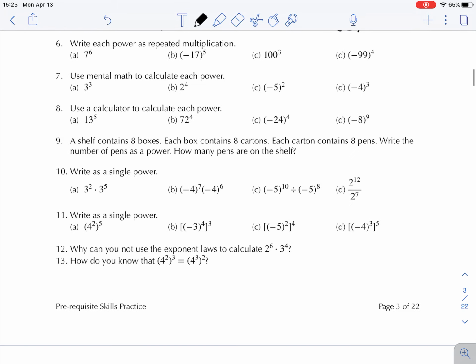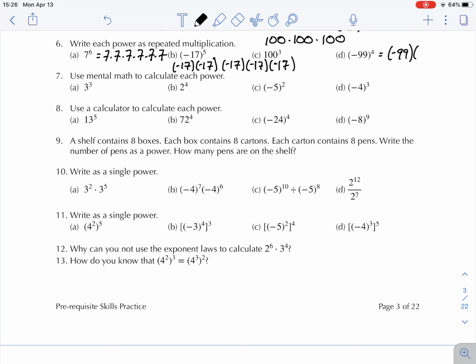Write each power as repeated multiplication. So 7 times 7 times 7 times 7. There should be 6 7s right there. Letter B should be negative 17 times negative 17 times negative 17 times negative 17 times negative 17. 5 of them. And the brackets are important. 100 cubed is 100 times 100 times 100. And negative 99 to the 4th is equal to negative 99, and 4 of them.